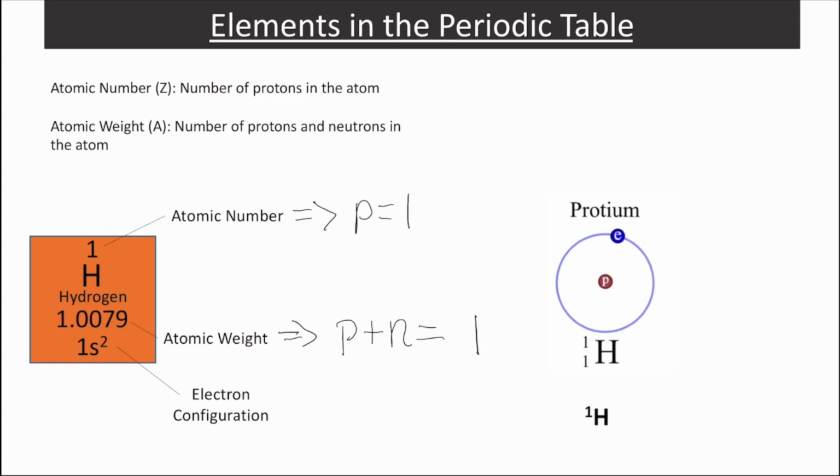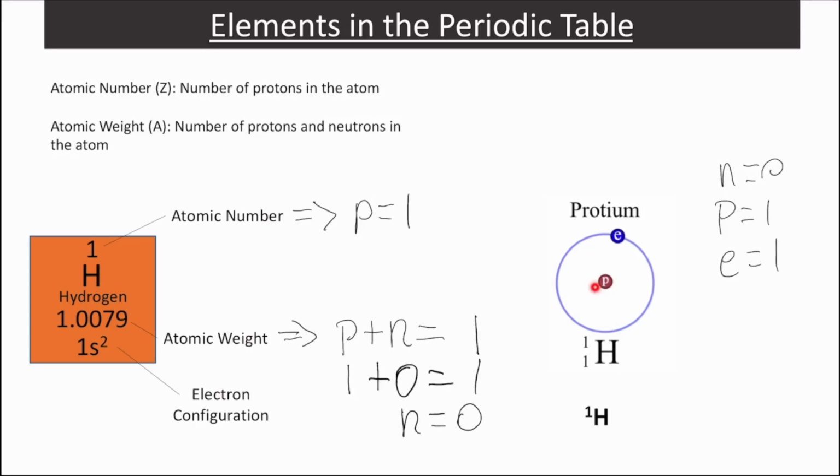So we know that there is 1 proton. So there must be 0 neutrons for this to hold true. So the number of neutrons for hydrogen is 0. Okay, and then we have the electron configuration, which we will talk about later in these lectures. So here we have the orbit model of the hydrogen atom. We can see that at the nucleus it has 1 proton and 0 neutrons. And we also have an electron orbiting around the nucleus.